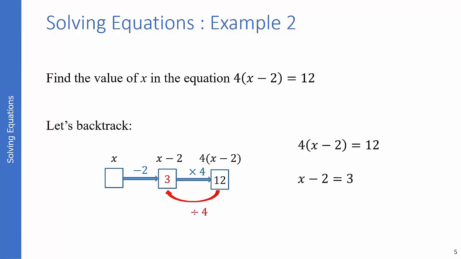That means that x minus 2 is 3. Next we undo the subtract 2 by adding 2. 3 plus 2 is 5. That means the x is 5.